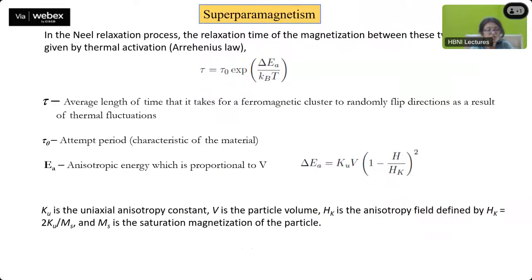So what is the kB? kB is the Boltzmann constant, and T is your temperature, and tau is the average length of time that it takes for a ferromagnetic cluster to randomly flip direction as a result of thermal fluctuations. And EA is the anisotropy energy, which is again proportional to the volume. Ku is the uniaxial anisotropy constant, V is the particle volume, Hk is the anisotropy field, and it is defined by 2 Ku by Ms. All these terms I have discussed before, and Ms is the saturation magnetization of the particle.